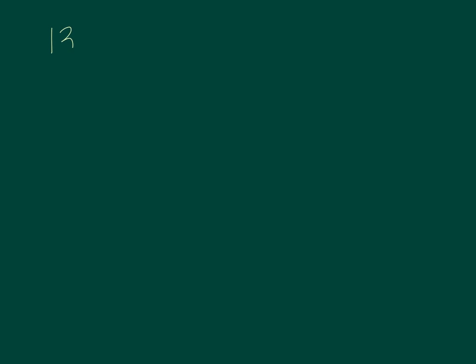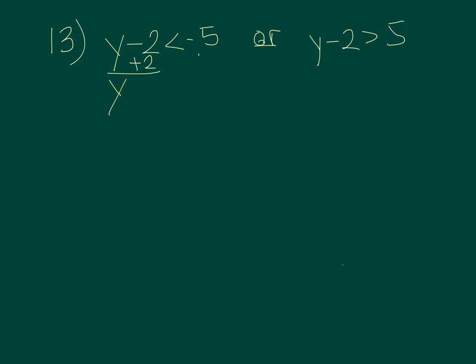Number 13. Number 13 is y minus 2 is less than negative 5, or, whoops, that "or" doesn't look very good, y minus 2 is greater than 5. Now remember, with "or", it can be one or the other, wherever I see numbers that make it true. So I'm going to solve for y, which means I'll add 2 to both sides. So y is all real numbers less than negative 3. On the other inequality, if I add 2, all real numbers that are greater than 7.